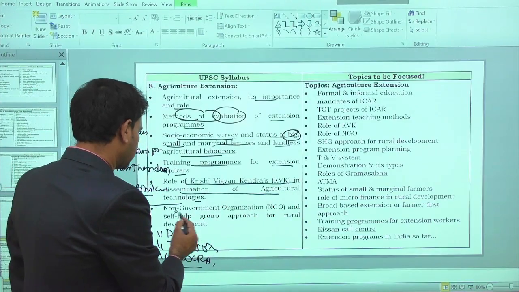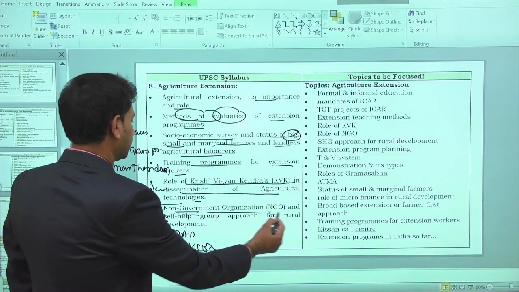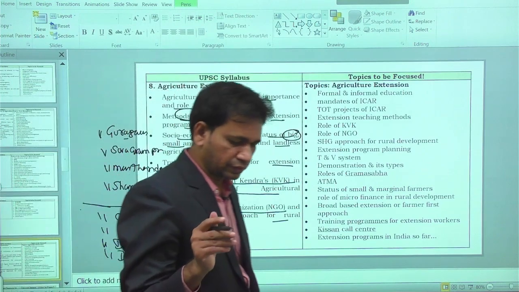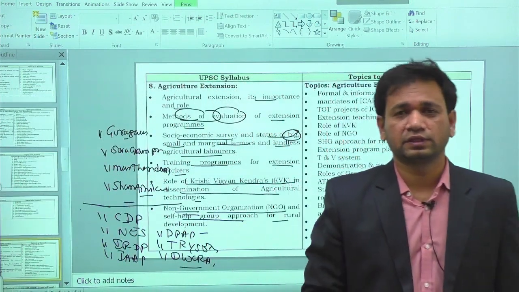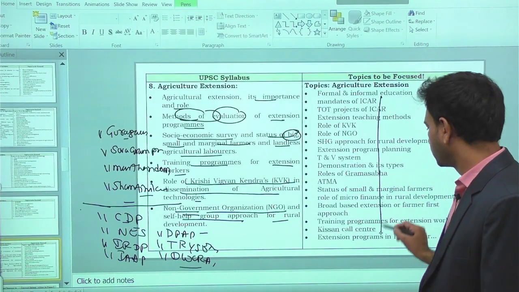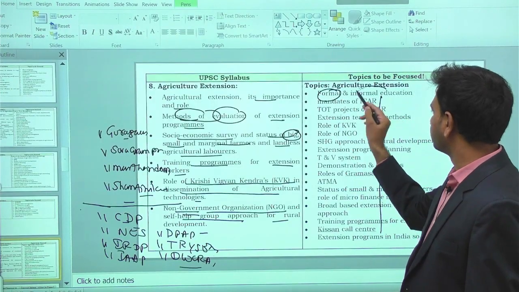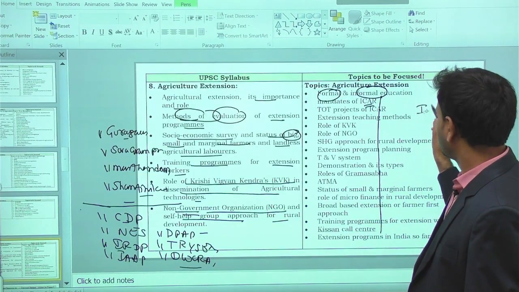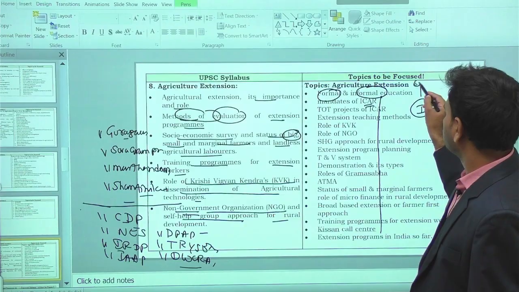Then we are having the syllabus we call non-governmental organization and self-help group approach for rural development, because they are also one of the social organizations for empowering rural society. Okay, see, these are the things we will be discussing in the classes. One is formal and informal education, and the mandates of the ICAR. In the ICAR, we are having three mandates. One is conducting the extension activities.